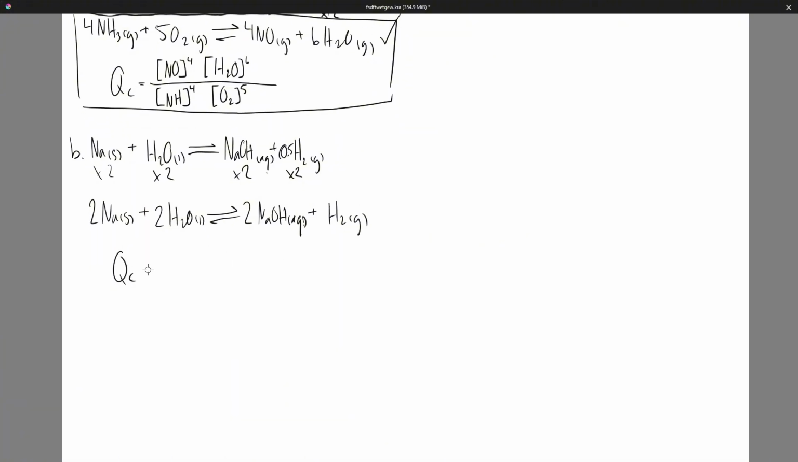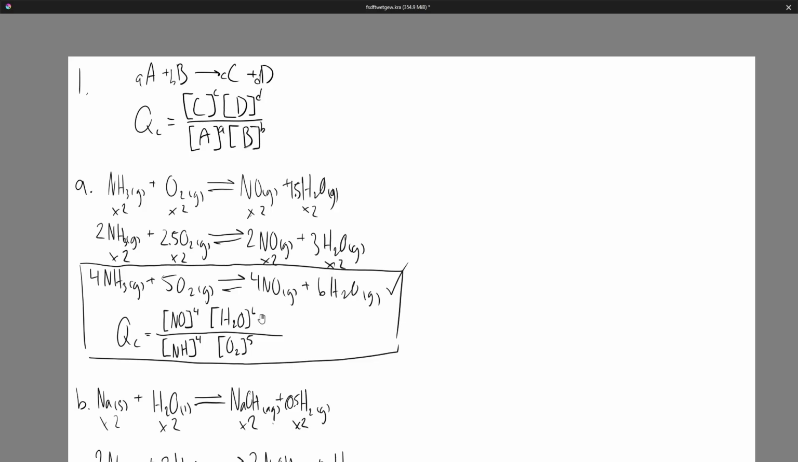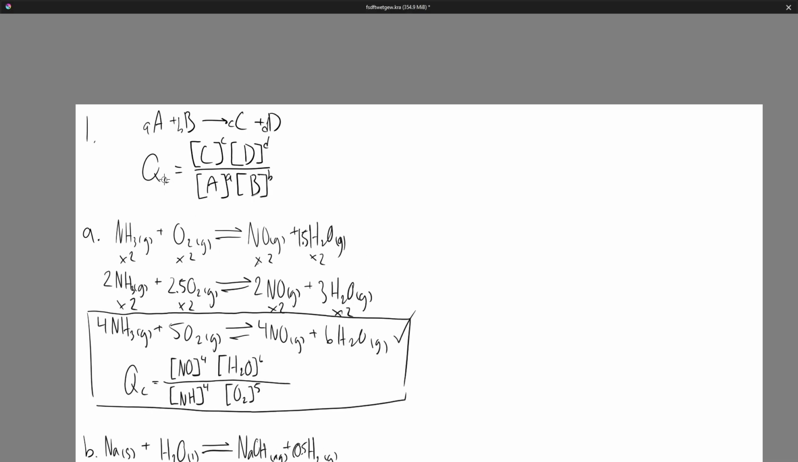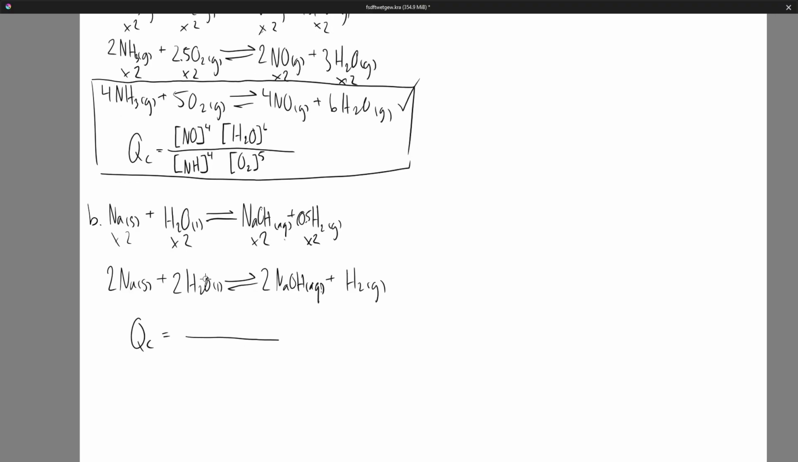Now for the QC, what I forgot to mention earlier was that we only count the gaseous and aqueous species in this because, as you see here, it's QC. This is the reaction quotient of concentrations. And for solid stuff, there is no concentration. It's just that one thing basically. Water doesn't have a concentration. It's what makes the concentrations.